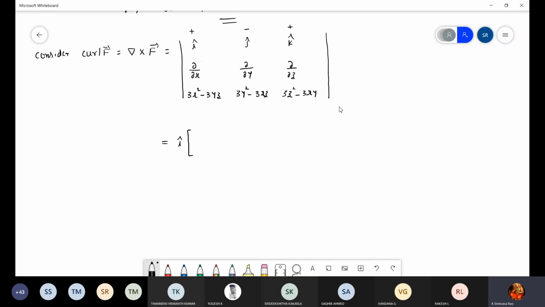Del by del i cap into means the first column, first row, leave it. Del by del y of 3z square minus 3xy, 3xy. Okay. Minus del by del z of 3y square minus 3xz. Minus 3y square minus 3xz.